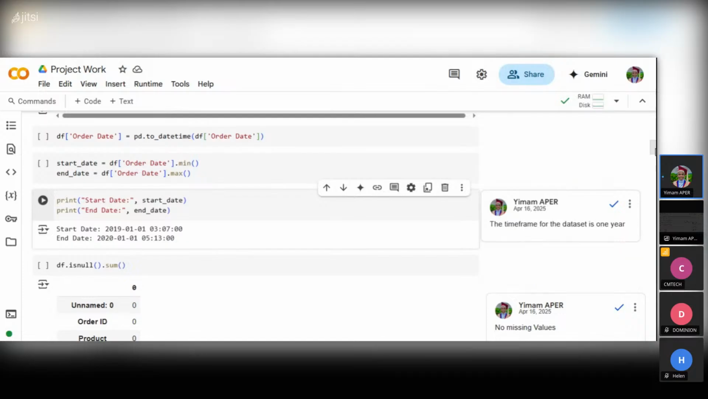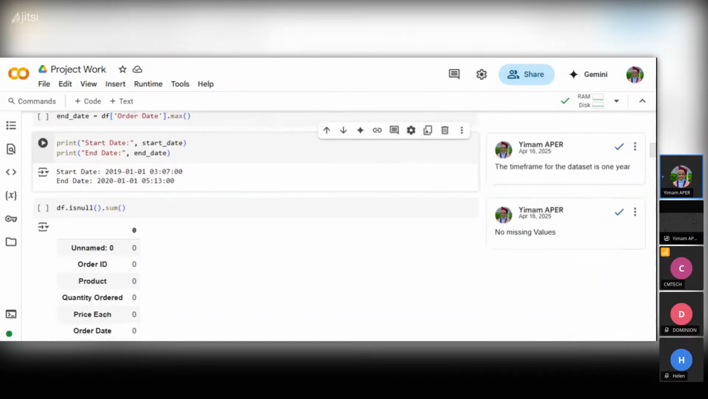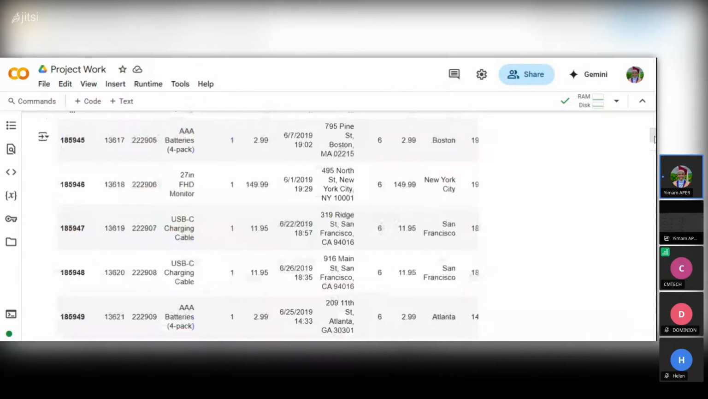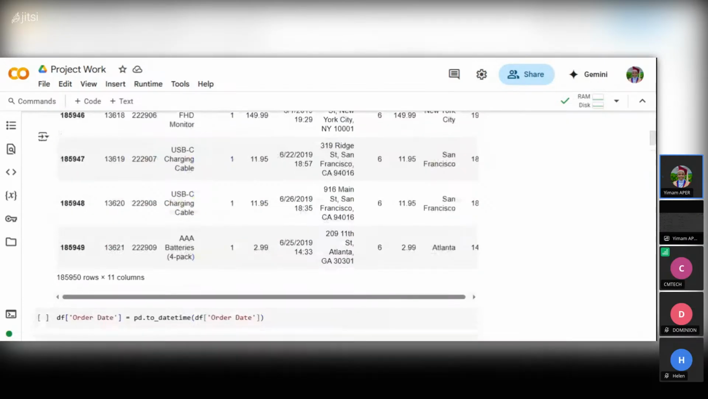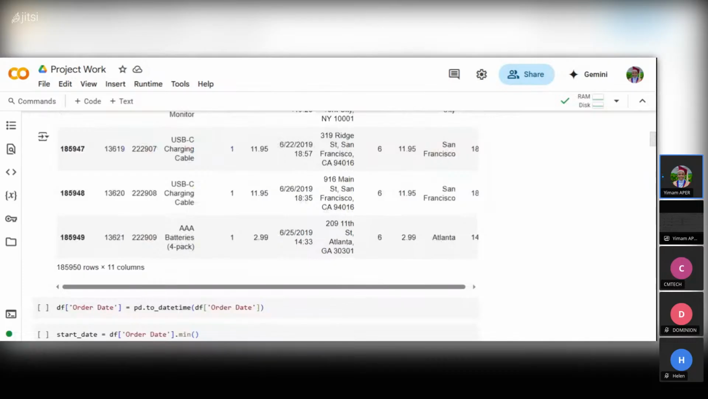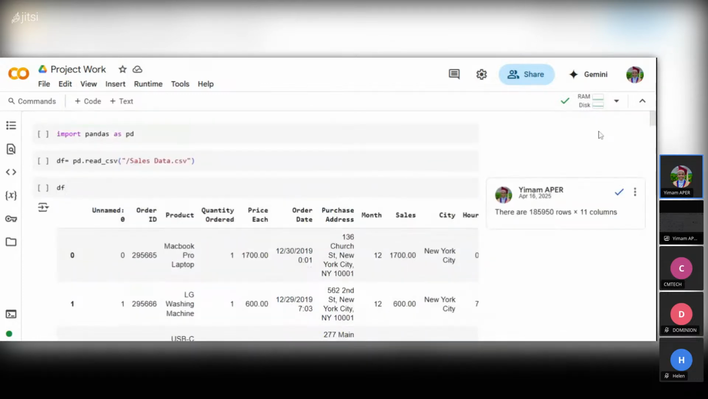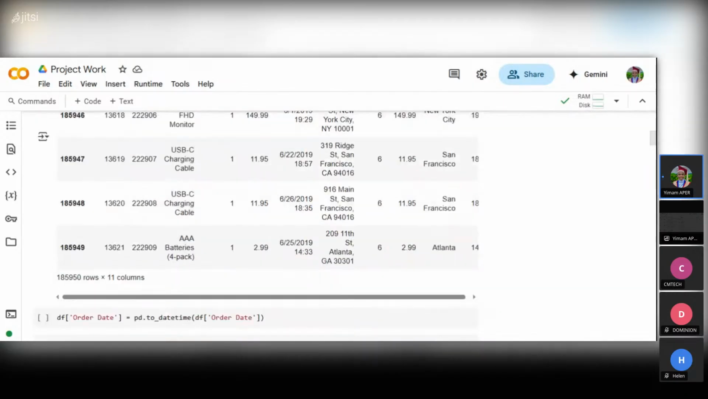The next question was that we should find the number of rows and columns. What I did was, once this came out, it showed me that I had 185,950 rows and 11 columns. If you check in my comment, I commented here that there are 185,950 rows by 11 columns. So that was the next question.